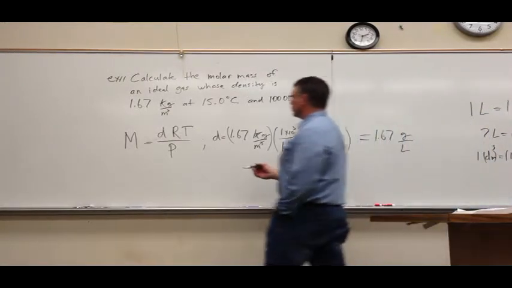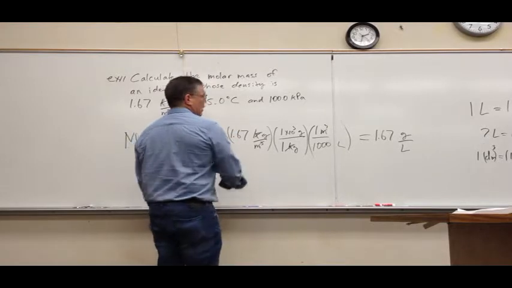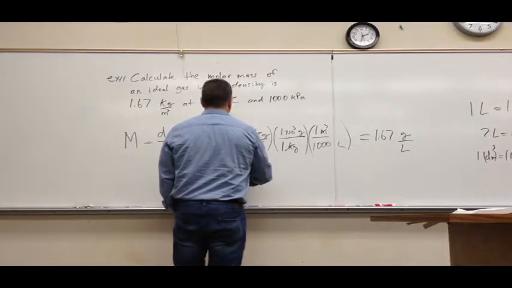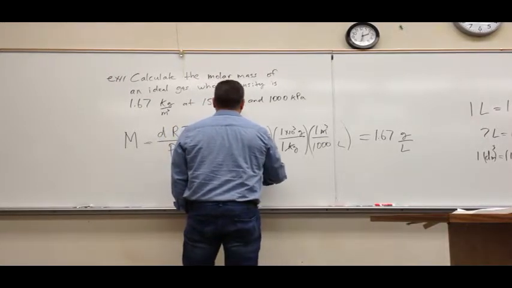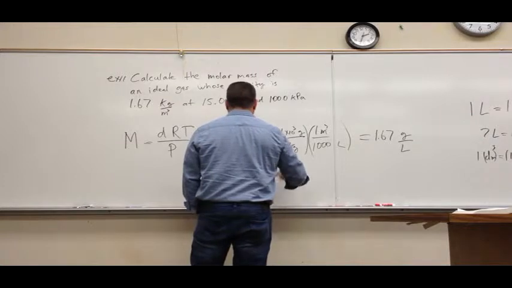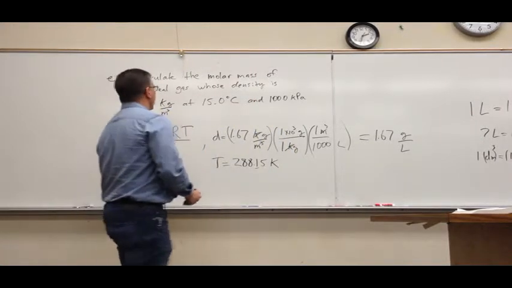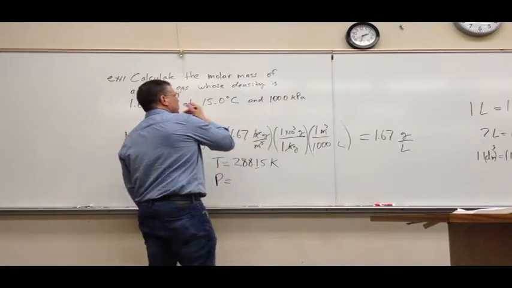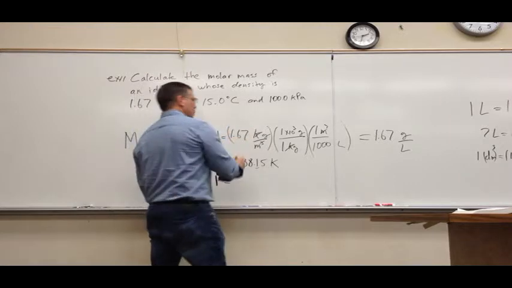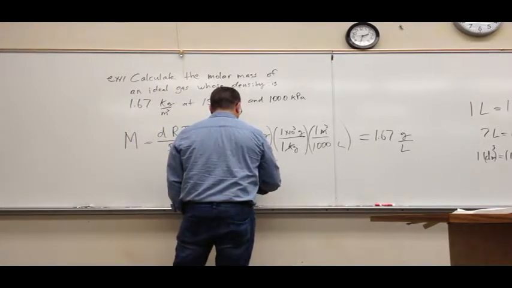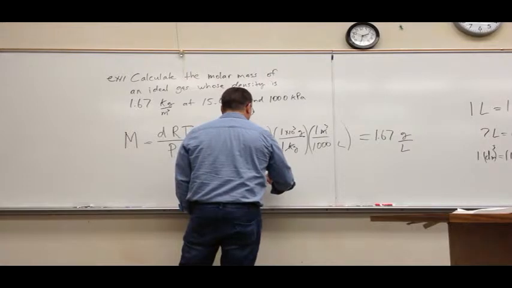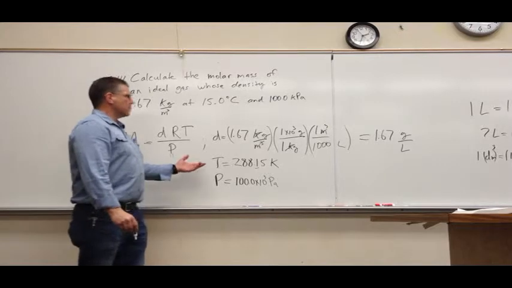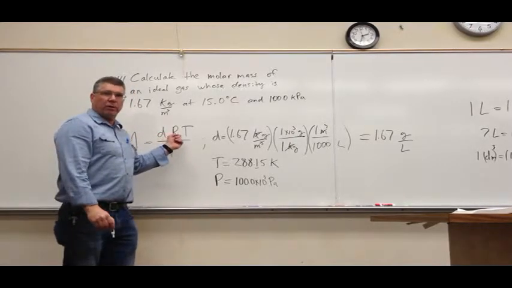Let's see, what else? Temperature. You guys know that has to be in Kelvin, right? So we're going to add 273.15 to that. Pressure. It's in kilopascals. I think I'm going to use pascals. If I do use pascals, that's going to affect what value of R I use, right?